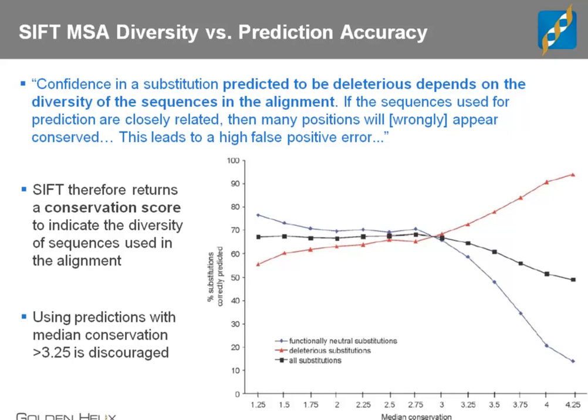And this is a problem that I think may affect other algorithms as well. They all have different ways of dealing with it, but it's important to realize that if a protein sequence is really unique and doesn't have very many homologs available, it's going to be difficult to accurately predict any mutations or the effect of any mutations.